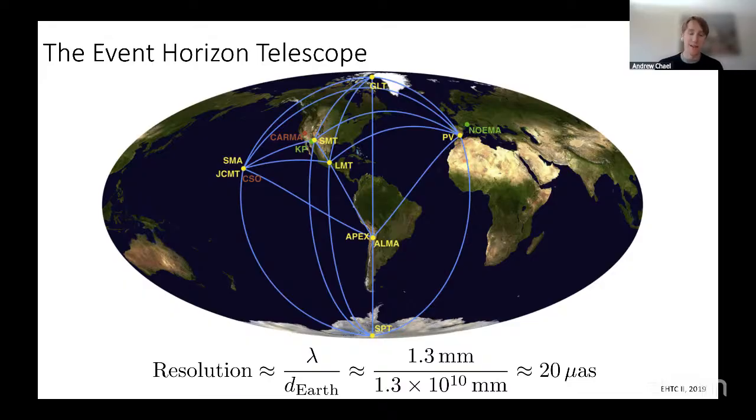So this is the highest frequency that very long baseline interferometry has ever been done. And by using the relationship that the resolution of your telescope increases with both the frequency of light that you're observing at and also the size of the telescope that you use, at 1.3 millimeter wavelength and with a telescope around the size of the Earth, we're obtaining resolutions on the order of 20 microarcseconds, which is just exactly what we need to begin to resolve the nearest supermassive black holes.